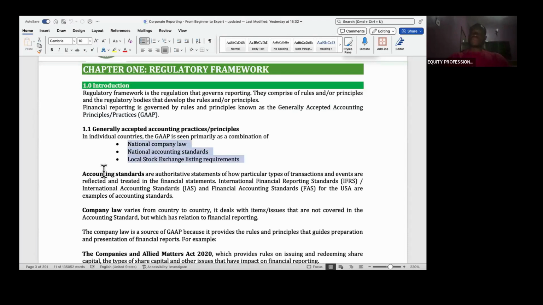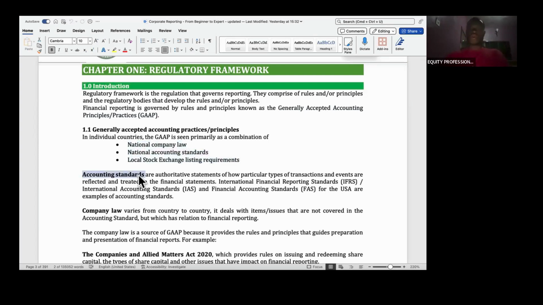The accounting standard is obviously a rule and principle that governs reporting because they are authoritative statements that explain to us how transactions and events are treated. And we're going to spend a lot of our time in this class learning about accounting standards. For company law, the examples we have in Nigeria are CAMA, Companies and Allied Matters Act of 2020, the BOFIA, and the tax law. The company law is also a GAAP because it also has an input into the report. I explained that to you rigorously last week, as well as the local stock exchange listing requirements.